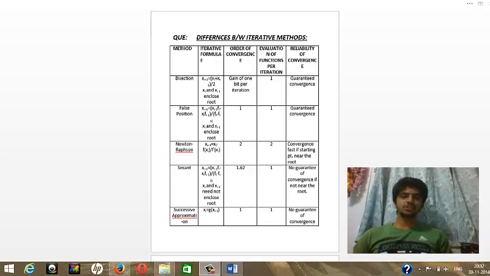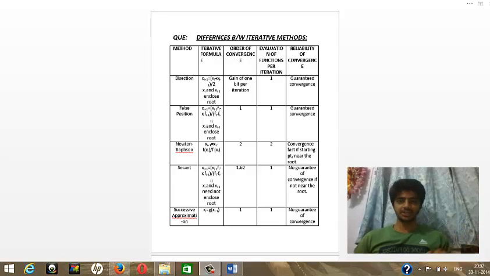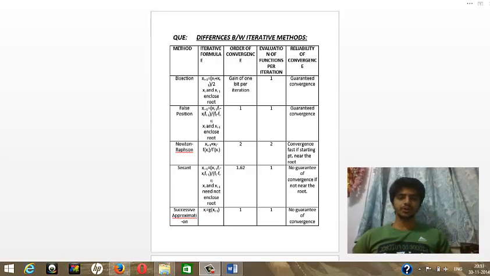Now evaluation of functions per iteration means how many functions are evaluated per iteration. In the bisection method, only one function is evaluated per iteration. Similarly, in the false position also one function is evaluated per iteration. In Newton-Raphson, two functions are evaluated per iteration. Secant method also includes evaluation of one function per iteration, and successive approximation also includes evaluation of one function per iteration.